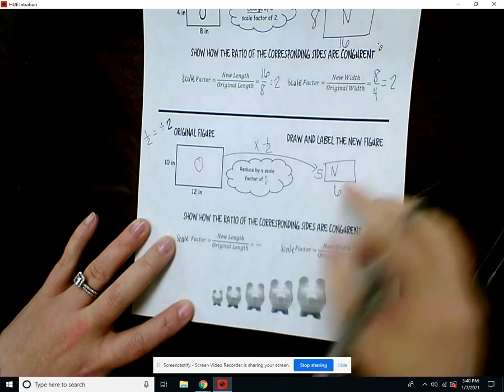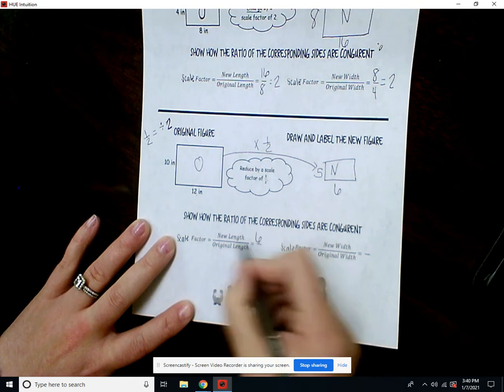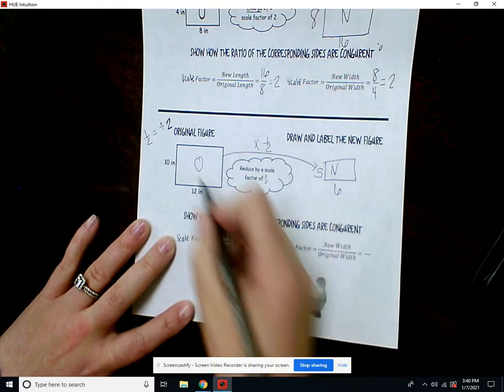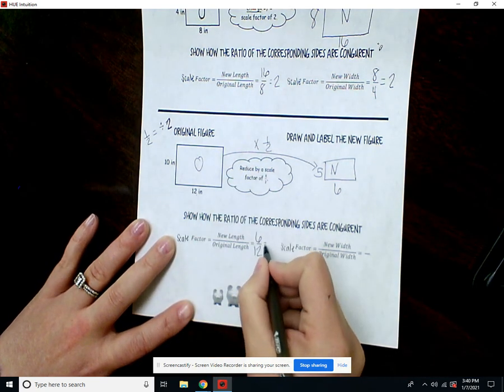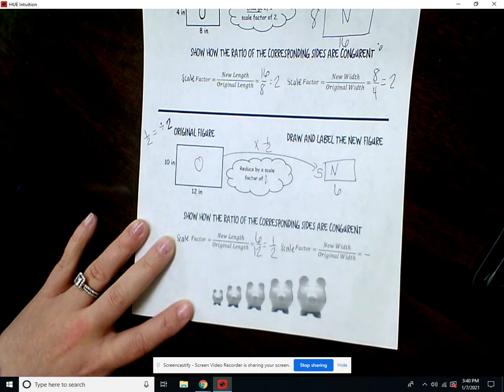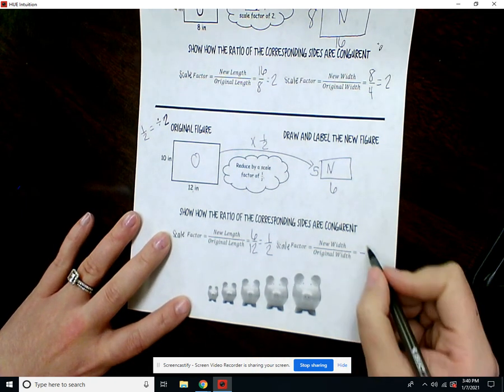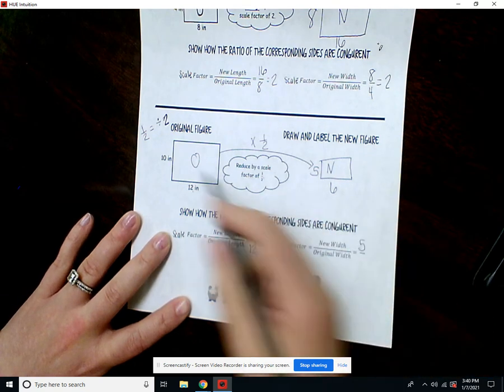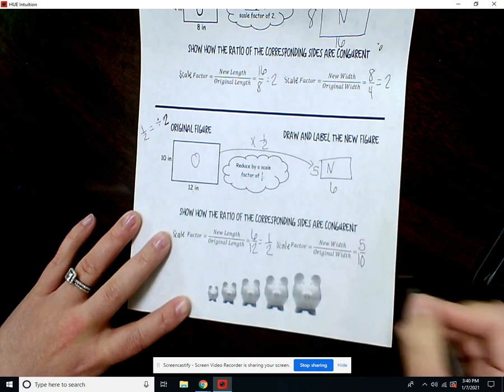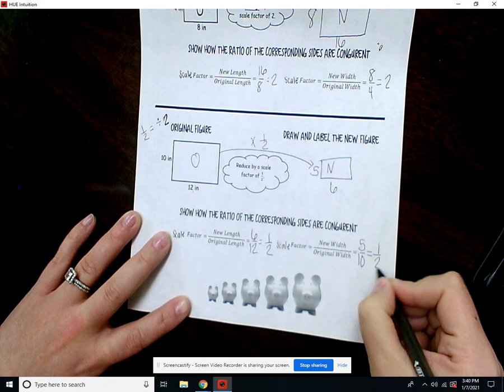So our original length is 12 and then our new one is 6. 6 over 12 is 1/2. Then our new width is 5. Original is 10. 5 over 10 is 1/2.